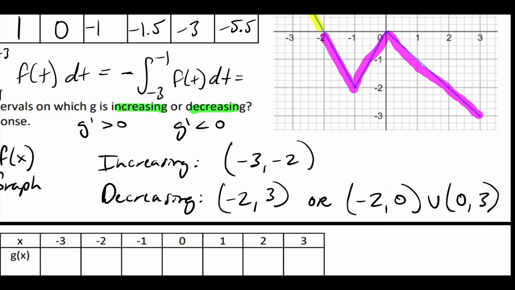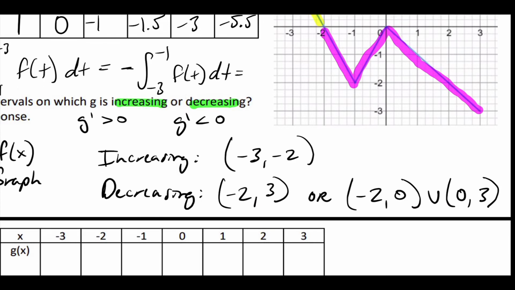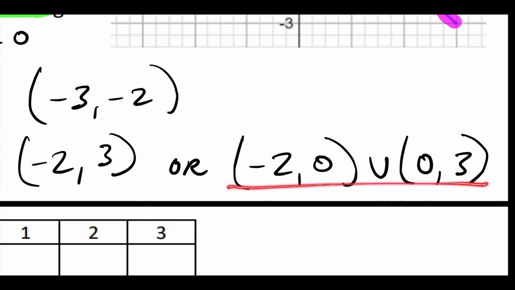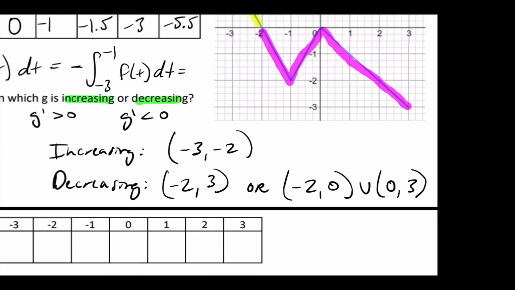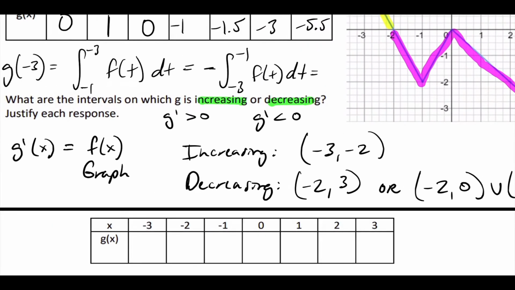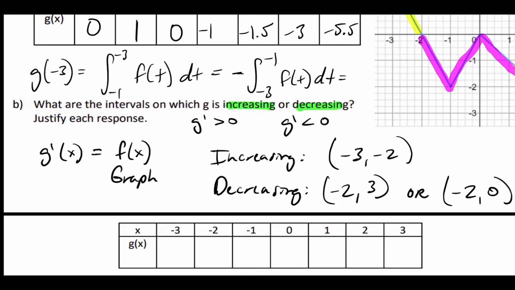Okay. On a test, it'll most likely be like this. This is what I would write on a test, because it's true. But I've seen some books that say, hey, everything under the line, they consider that under the line. Okay. And then justify each response.